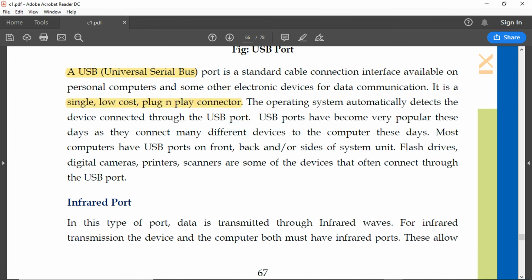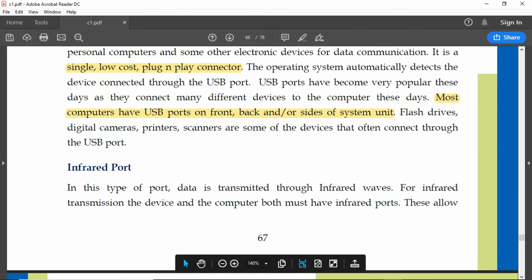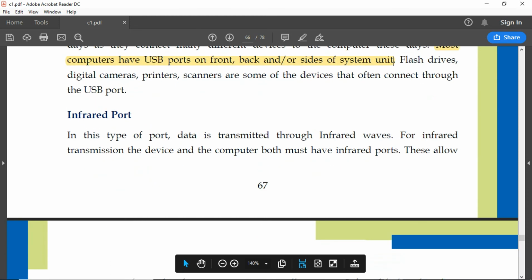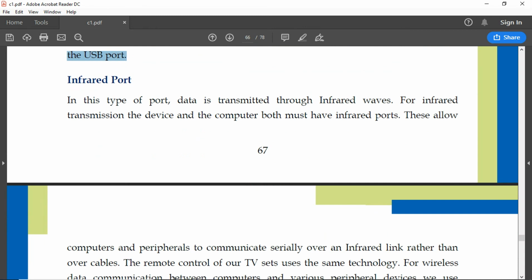The operating system automatically detects the device connected through the USB port. USB ports have become very popular these days as they connect many different devices to the computer. Most computers have USB ports on the front, back and/or sides of the system unit. Flash drives, digital cameras, printers, scanners are some of the devices that often connect through the USB port.